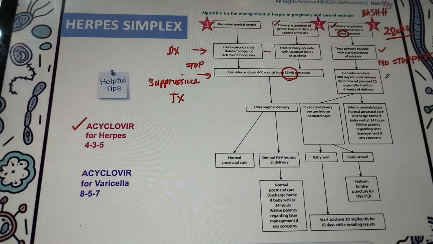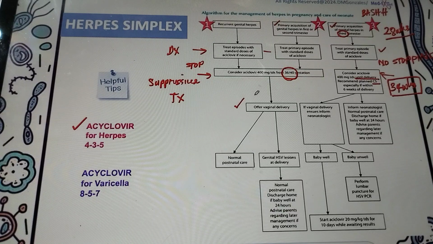Okay? Here, you can see, consider acyclovir until delivery. No stopping. And then you recommend cesarean section, especially if the patient got herpes within 6 weeks of delivery. That means that is 34 weeks. You have to be very, very specific with the timing. So if it is within 34 weeks, it should be a recommended planned cesarean section. For the primary and the recurrent, primary in the first and second trimester, you can offer the patient vaginal delivery.